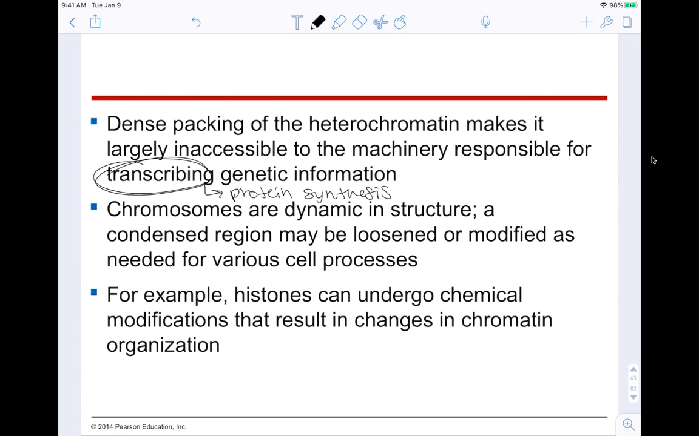Okay. So the chromosomes are dynamic in structure. A condensed region may be loosened in order for transcribing, or modified as needed for various cellular processes. For example, histones can undergo chemical modifications that result in changes in the chromatin organization. For instance, you can add different functional groups to the end of our histones to then change their charge overall, which will then either tighten DNA's grip on them or loosen it. If you make the histones more negative, it will loosen, which then you can get enzymes in there to do something like modify the DNA or transcribe the DNA.